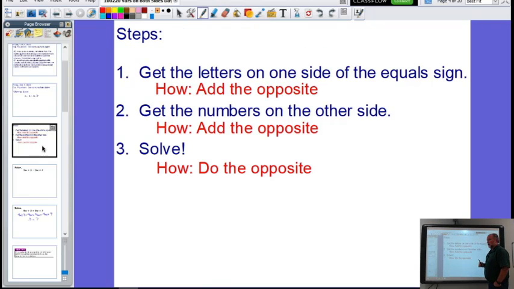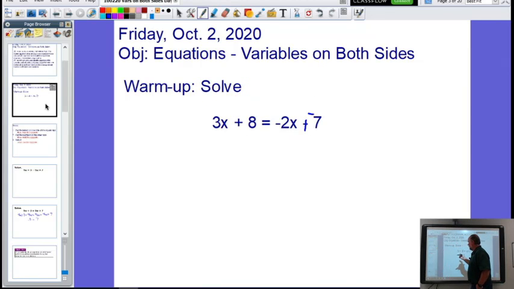And then all we have to do once we do this is we follow 3 basic steps. Get your letters on one side. How do I do that? I add the opposite. Get the numbers on the other side. How do I do that? I add the opposite. And then we solve. So real quick, let's just look at this one, and then we'll talk about a few more things, and then I'll give you your assignment.